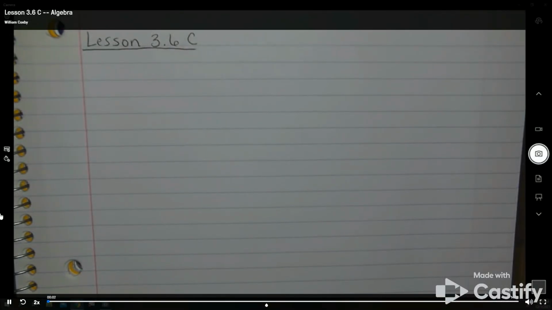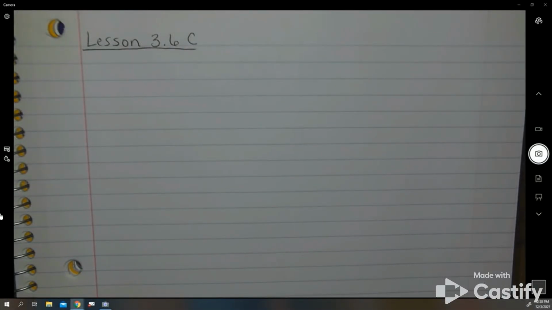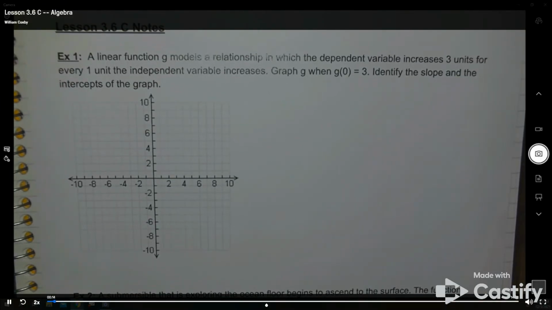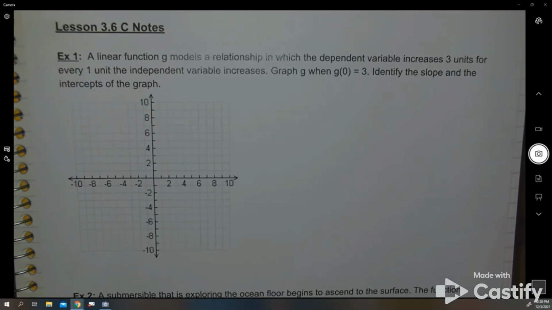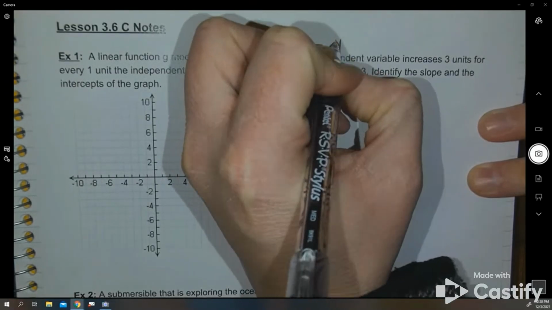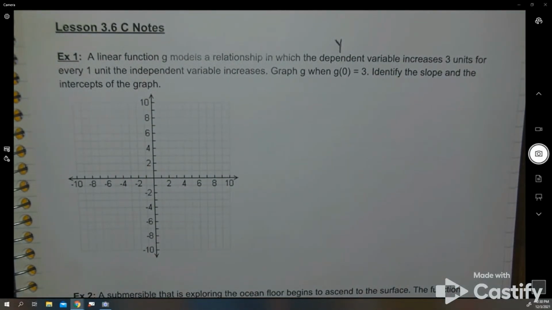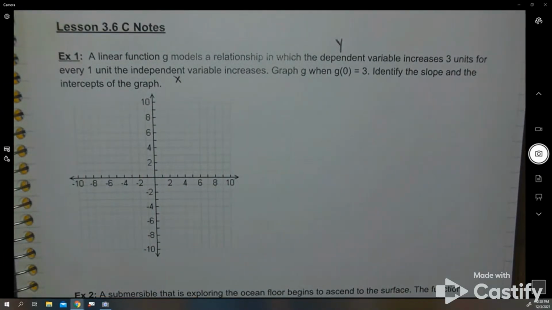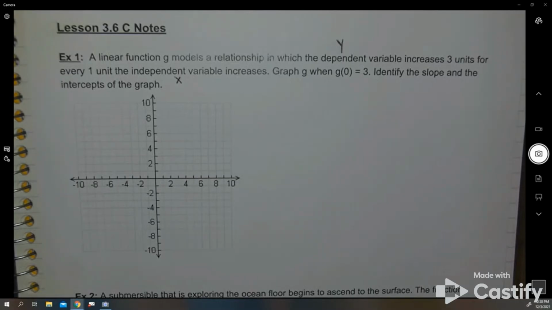This is lesson 3.6c. In this, we're going to continue to talk about slope and slope-intercept form. In example 1, it says a linear function g models a relationship in which the dependent variable, remember, dependent variable like we mentioned before is the y variable, increases 3 units for every 1 unit that the independent variable, remember, independent is our x variable, increases. Graph g when g of 0 equals 3. Identify the slope and intercepts of the graph.